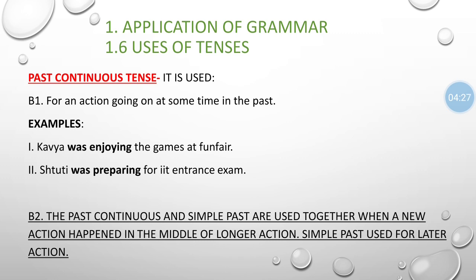Kavya was enjoying the game at the fair. Srushti was preparing for the entrance exam. Okay. Means the action is continuing in past tense, but now you don't know whether it is complete or not. The past continuous and simple past are used together when a new action happens in the middle of a longer action. Means past continuous and simple past tenses are used together when in the middle of a longer action something happens. Simple past is used later.